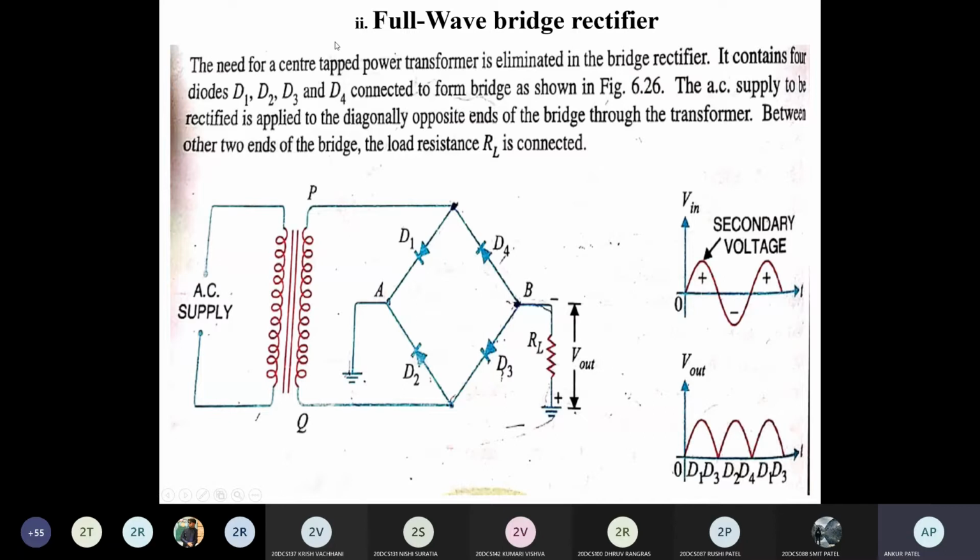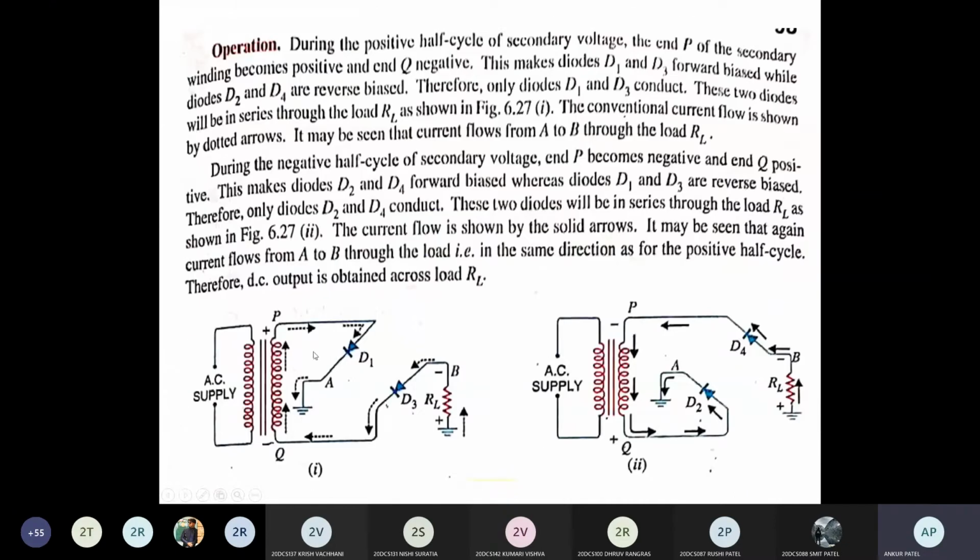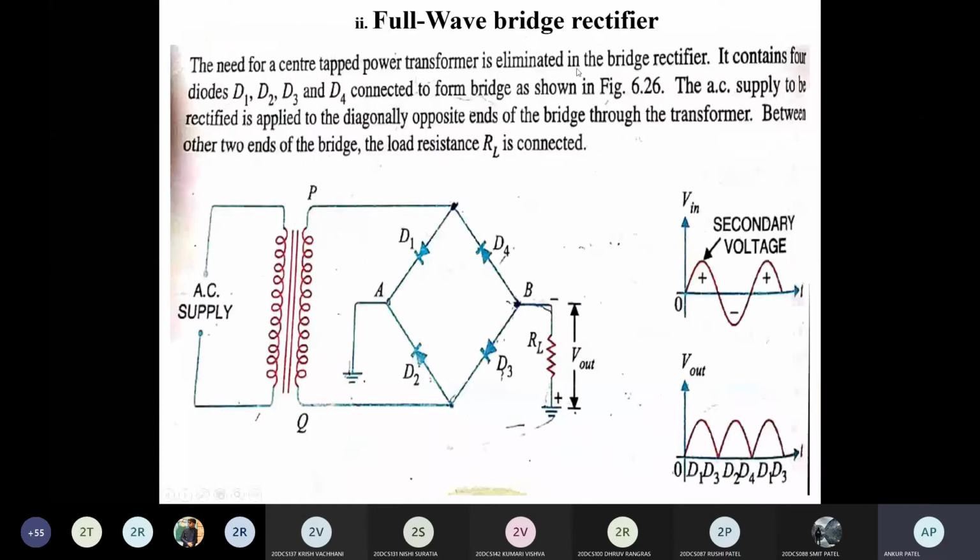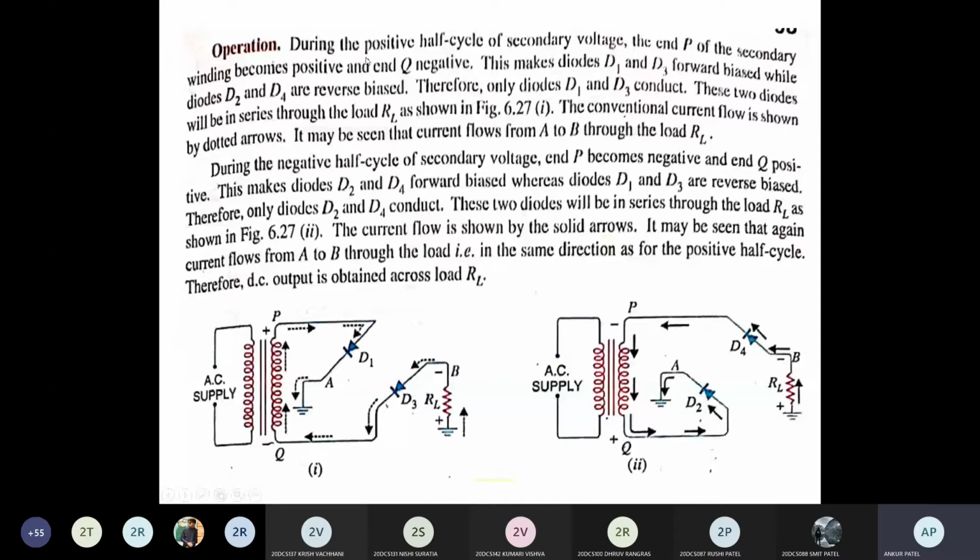Okay, so when you explain this, you need to draw this diagram. Circuit operation is given in the diagram, but it's okay if you are not expressing this by diagram, if you express in words how D1, D3, D2, D4 are conducting. In the operation, during the positive half cycle of the secondary voltage, P of the secondary winding becomes positive and Q is negative. So this makes diodes D1, D3 forward biased while D2, D4 are reverse biased. Therefore, only D1 and D3 conduct.